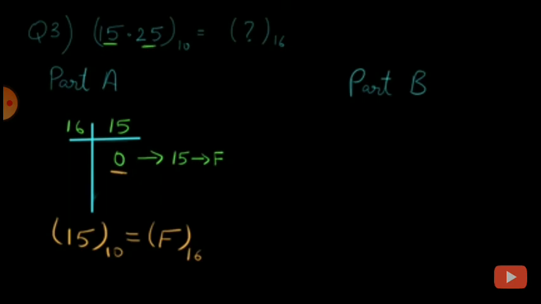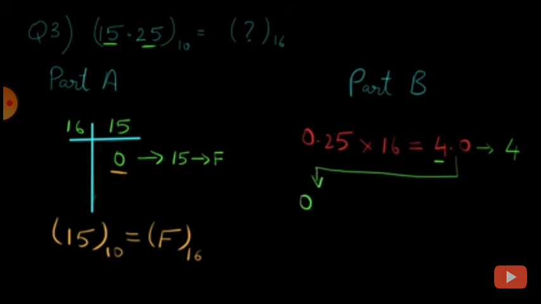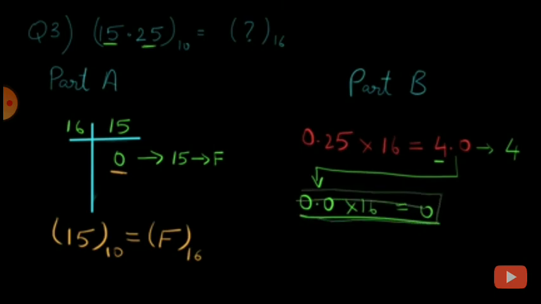Now let's have a look at part B. For part B, we have the fraction value 0.25 in decimal, which needs to be converted to hexadecimal value. So as we solved in question number 2, we multiply it with number 16, which gives us an answer of 4.0. Now here we are interested in the integer part, so we write it separately and ignore it for the next iteration, which leaves us with 0.0 for the next iteration. Now if we multiply this with 16, we are again going to land up with 0. So we ignore this step, and we've also got our answer, that is 4.